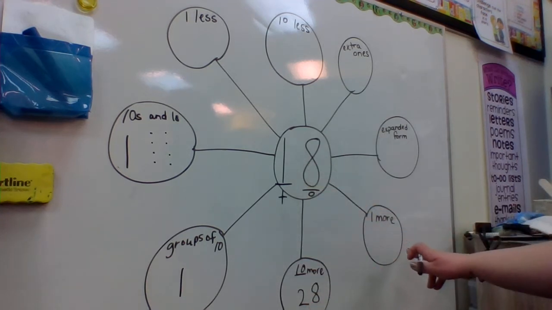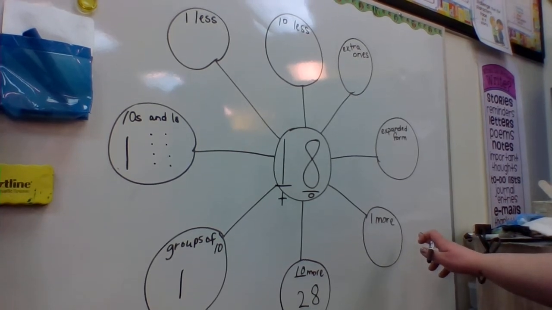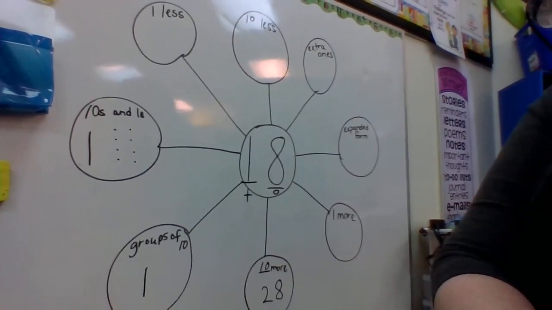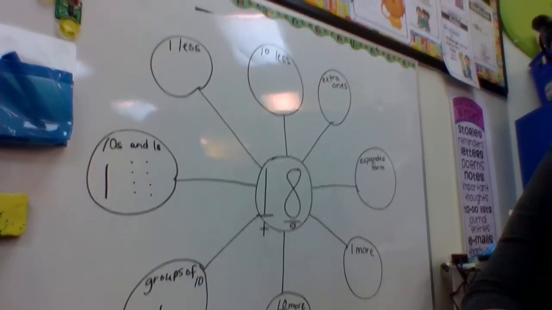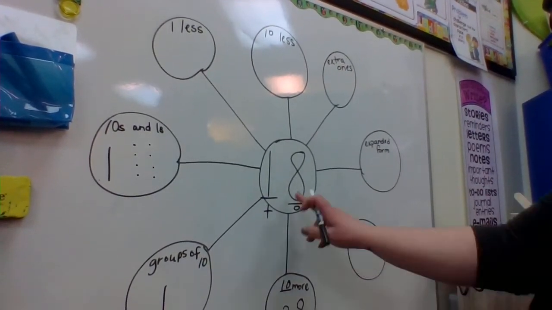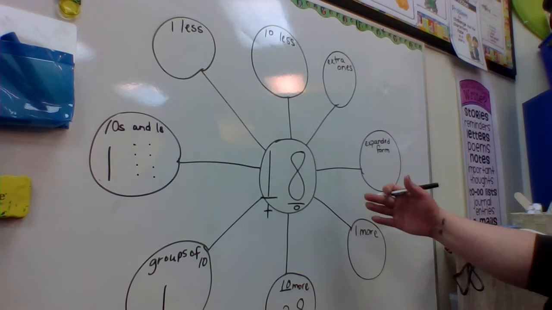I'm going to keep going over here. One more. I'm just going to turn this here. Hopefully you can see it a little bit better. Okay, there we go. One more. So what comes after 18? Counting on, 19.